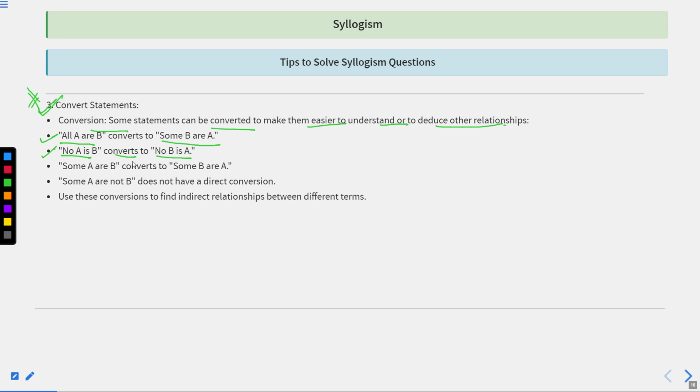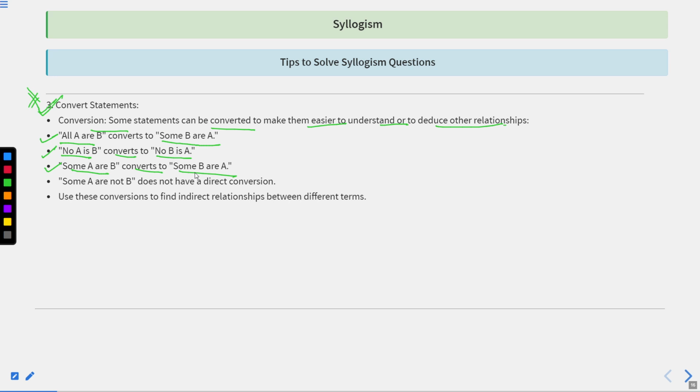If we are saying that no A are B, then we can directly say that no B is A. Some A are B converts to some B are A. We can convert it. Some B are A is equivalent to some A are B, which is converted to some B are A. This is possible. Please understand, my dear student.